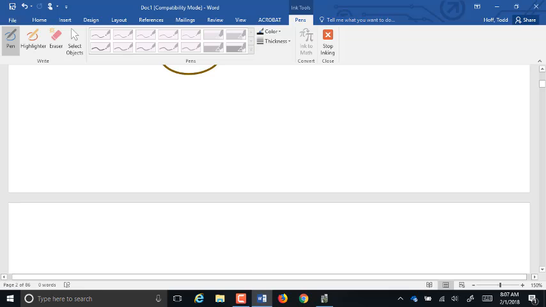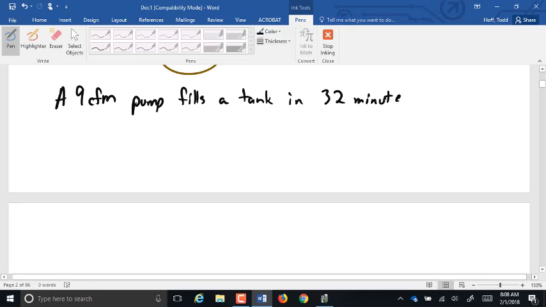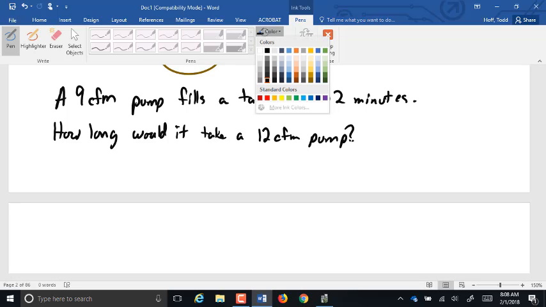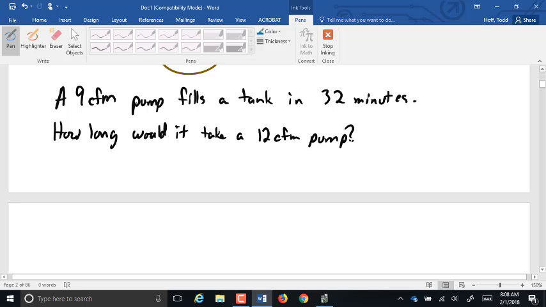Let's say you have a pump. What's CFM stand for? Cubic feet per minute. You have a 9 cubic foot per minute pump. A 9 CFM pump fills a tank in 32 minutes. How long would it take a 12 CFM pump? Is the time going to go up or down? Down. The capacity of the pump goes up, the time's going to go down, right? Bigger pump, smaller time.